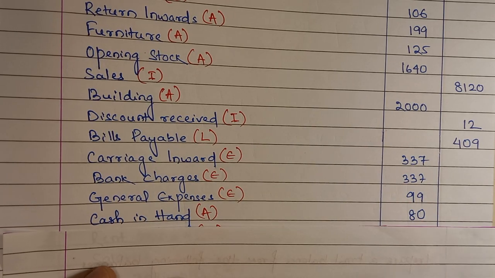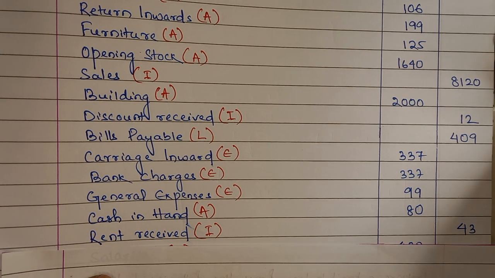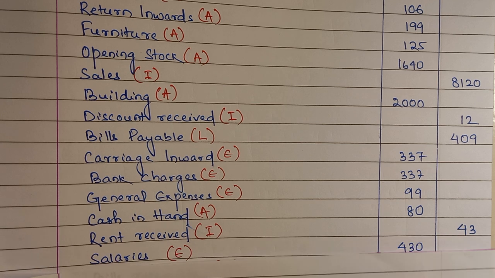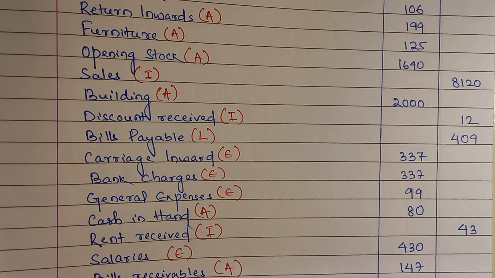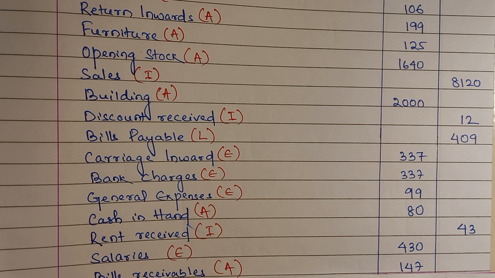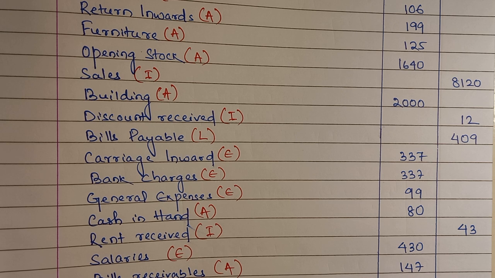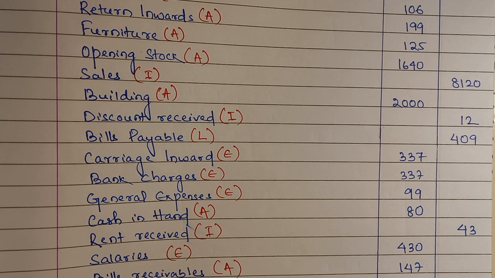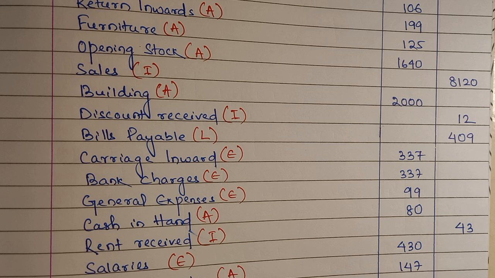Cash in hand, 80, it is an asset, right? Rent received, income, so 43 is reported as credit. Salaries, expenses, 430 reported as debit. Bills receivable equals accounts receivable or customer outstanding, 147 reported as debit because it is an asset, money to be received. And the last one, rates and taxes, 84, which is an expense, reported as debit.